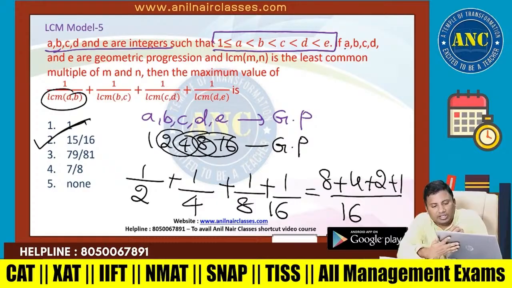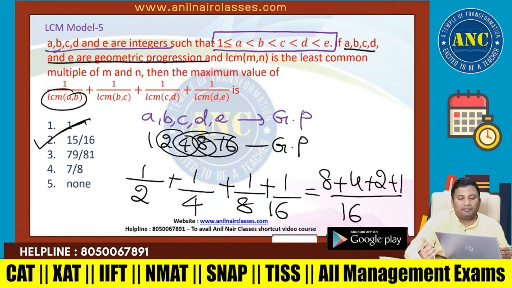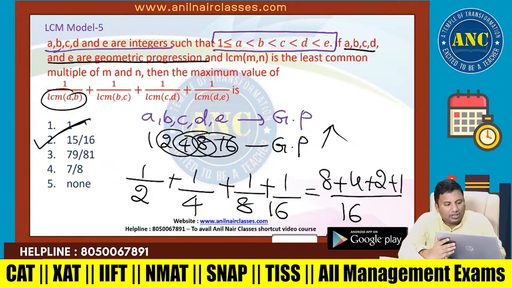The hint is A, B, C, D are in geometric progression. If they are in geometric progression, take some values which will satisfy the question.